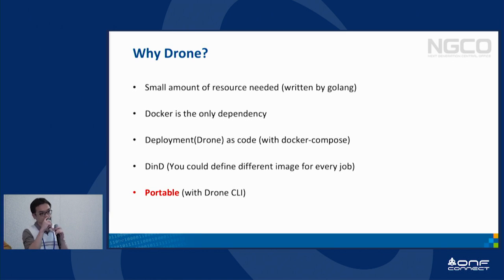That means you can save all the configuration of the Drone server in the file and then make it version control. Docker in Docker. That means you can define different Docker images in different tasks in the automation pipeline. That means you are not limited in the environment that the Drone CI server stayed in.